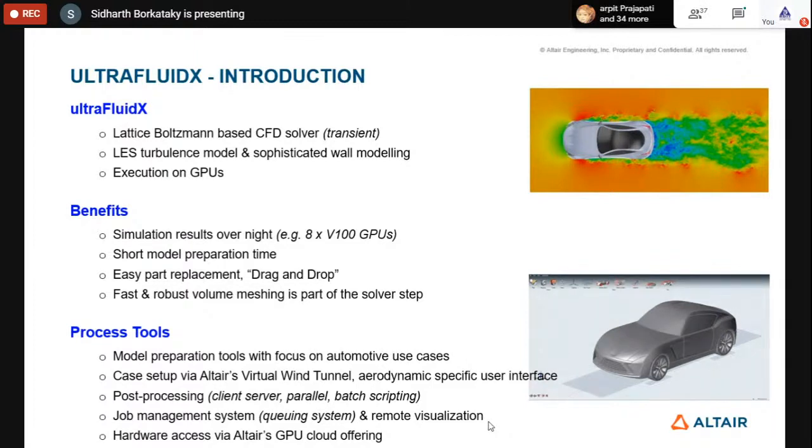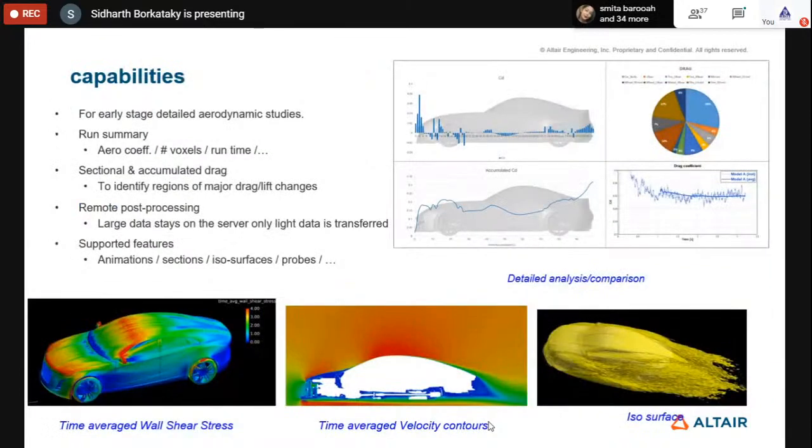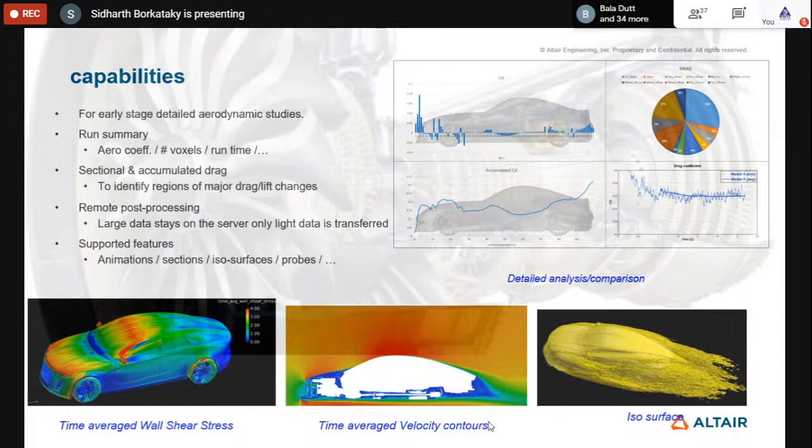This tool has been made specially for very large LES-based turbulence models, and that is one of its features. This can be done using Altair's Virtual Wind Tunnel tool, where it takes very little time, so even a very new user can learn it with ease. These are the results you can extract from the software, like wall shear stress. Apart from lift and drag, we can also get time-averaged velocity contours and what the iso-surface looks like.